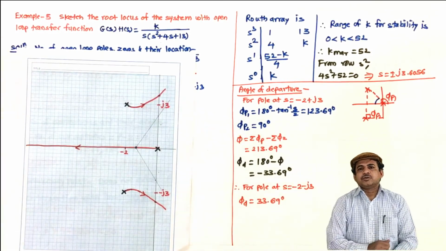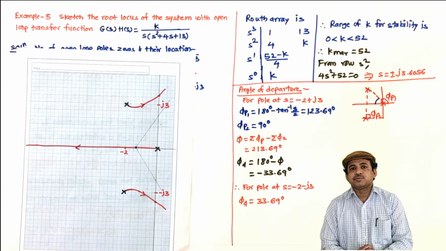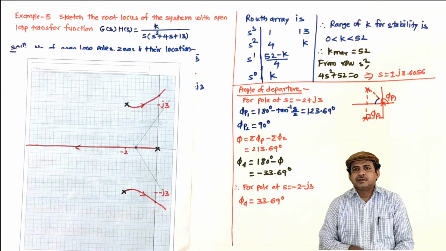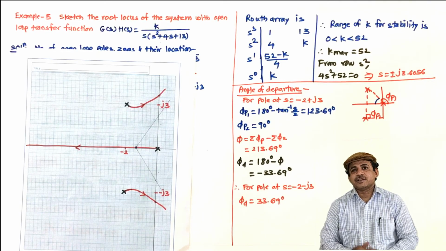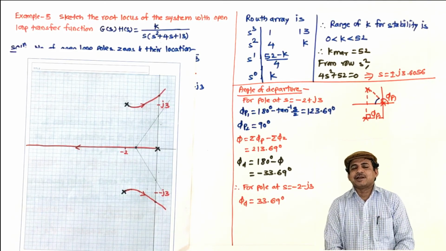So this was the root locus for the system with complex poles. In the next lecture, we will consider a system with complex zeros, and we will find out the angle of arrival. It is enough in this lecture. Thank you.